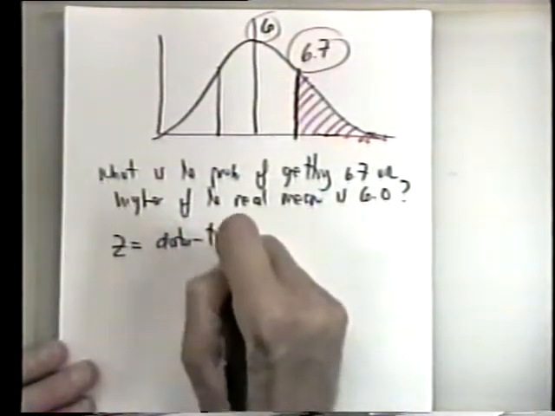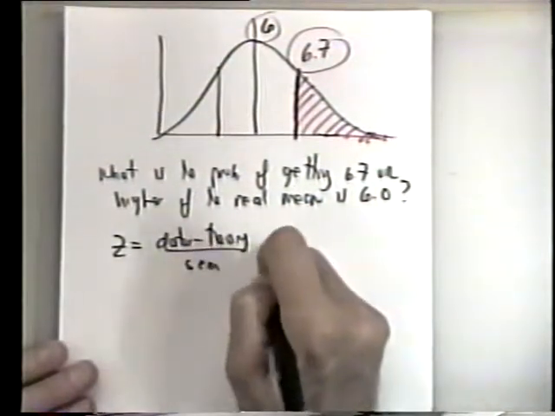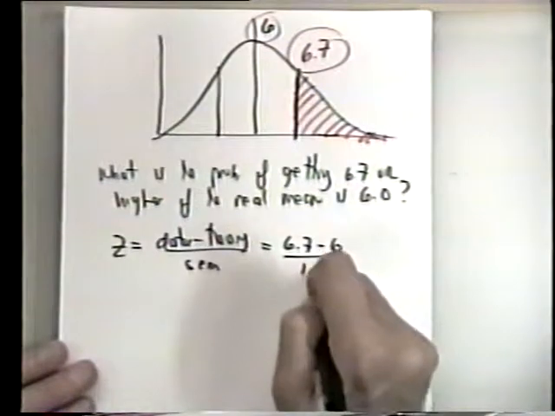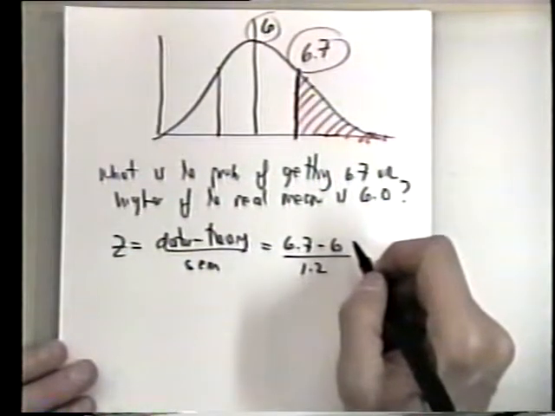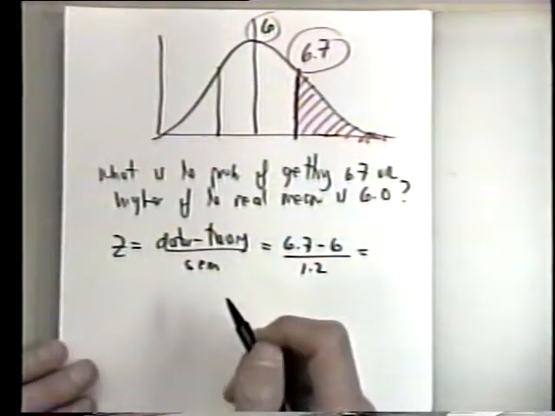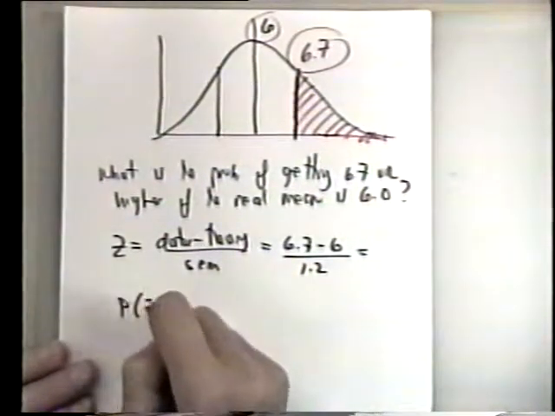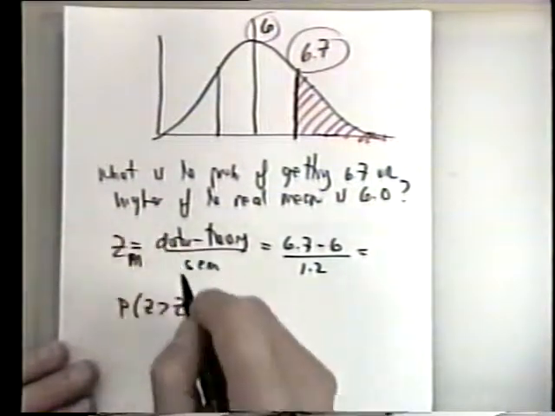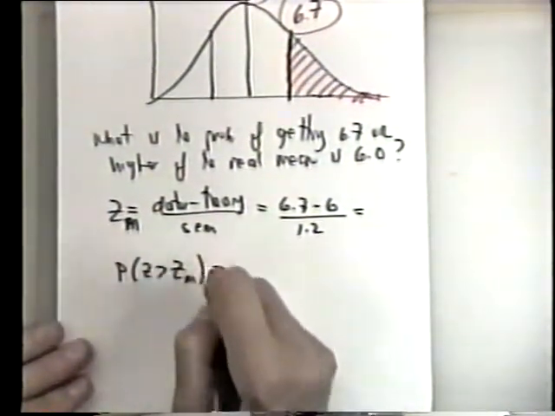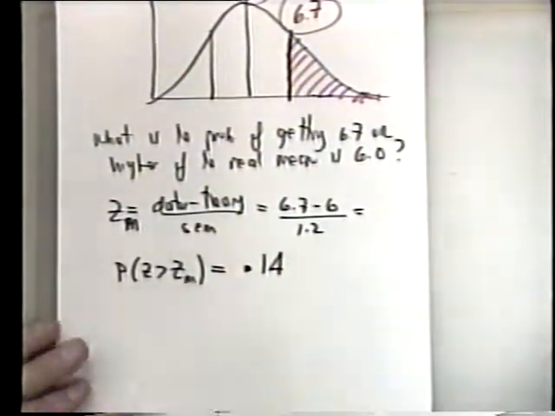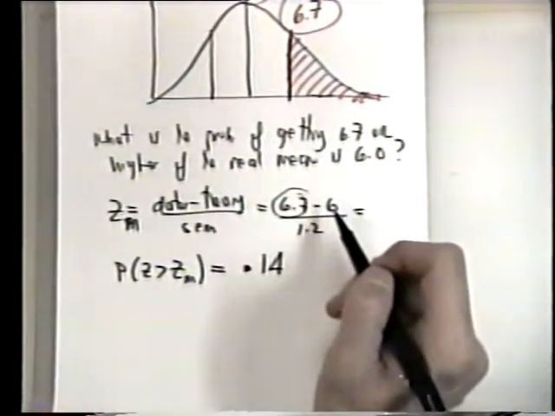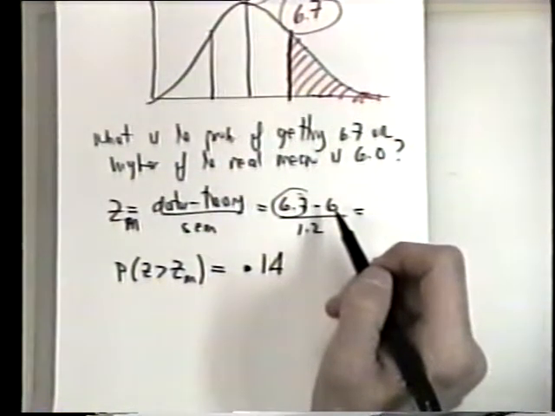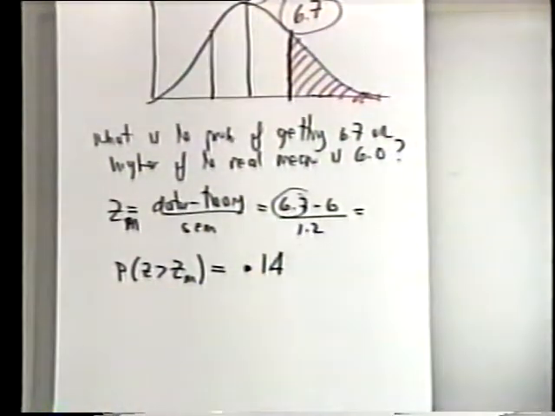Okay? And so what we do is we look at this value of z, which is the mean of the data minus the theory divided by the SEM. So that's 6.7 minus 6 divided by 1.2, which works out to be something. And next, we need the probability that the z value, I'll call this z naught, or Zm, the z of the mean that we measured, is greater than that; the probability turns out to be 0.14. So what does that mean in this case? Does this mean that this number differed from the theory or not? No, it doesn't. It's chance. It means the change is due to chance, so it's really consistent with the theory.